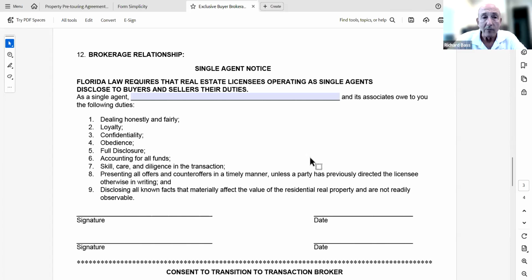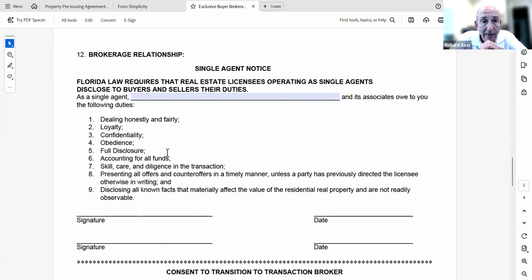Okay? Now, every agent owes you honesty and dealing fairly. However, the next four are what creates that fiduciary relationship. Loyalty means I'm loyal to you. You are my client. I'm doing what you tell me to do.